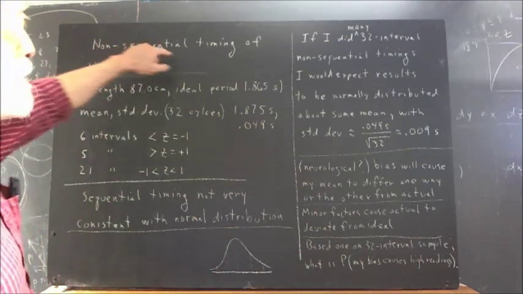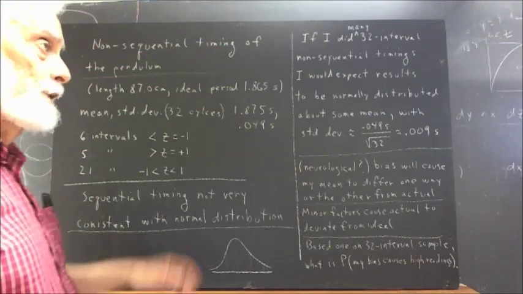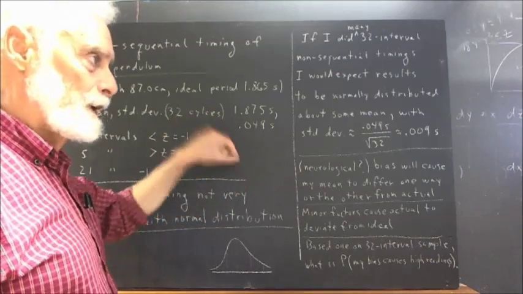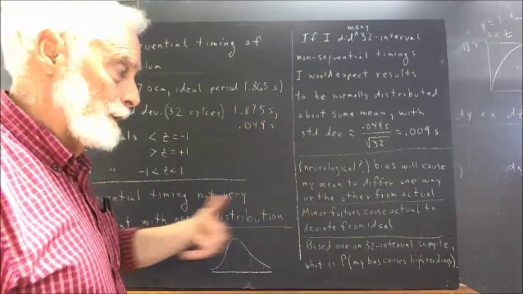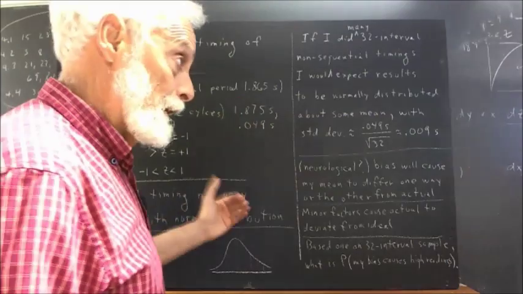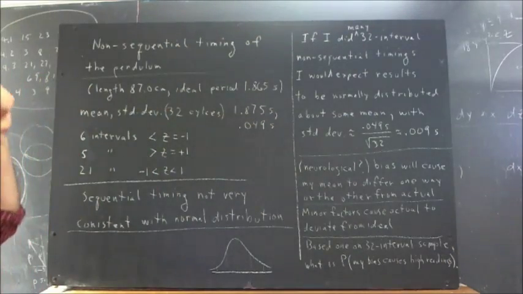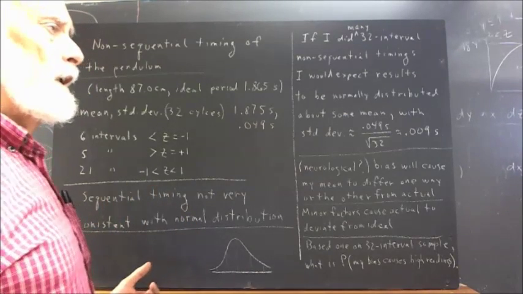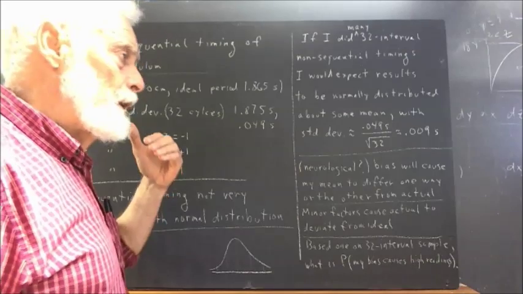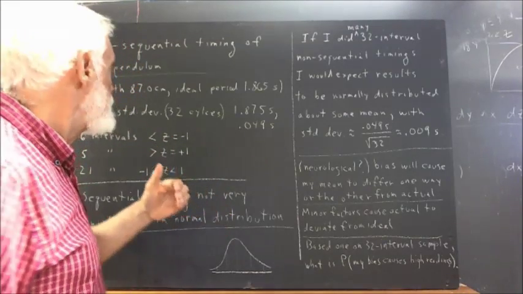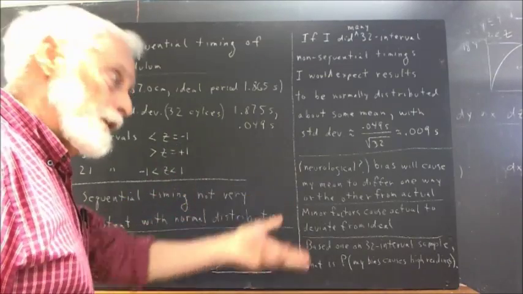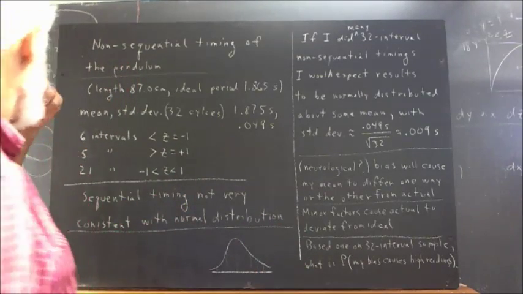So here we time non-sequentially. All I did was time every other cycle, clicking at the beginning and the end of that cycle, but then I'd skip a cycle or even two, and then I'd time again. One thing that motivated this was that when I did sequential timings, my intervals didn't seem to be normally distributed, not to the extent that I would expect for, say, 30 timings or more.